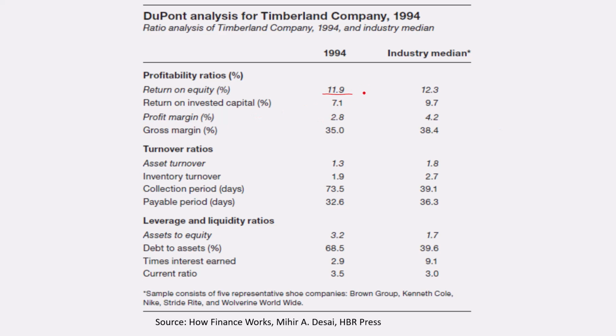Return on equity for Timberland in 1994 was 11.9% and the industry median was 12.3%. So it's not far off from the industry median. So you can argue that you're very close to the industry median. So if you're the CEO, you should emphasize on the ROE because it's very close to the industry median. And you can argue that the firm is doing fairly good because you're very close to the industry median.